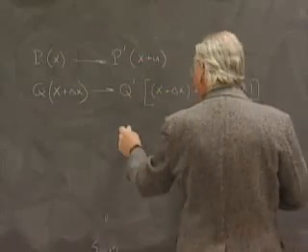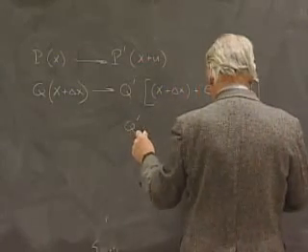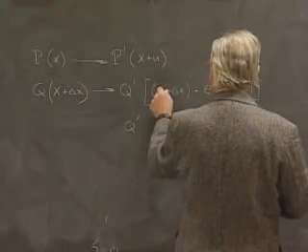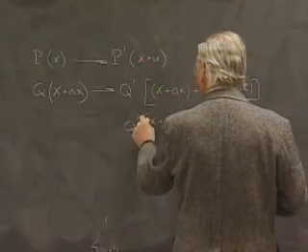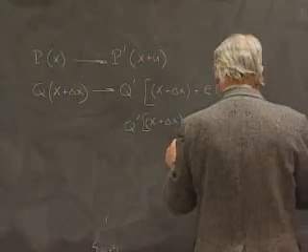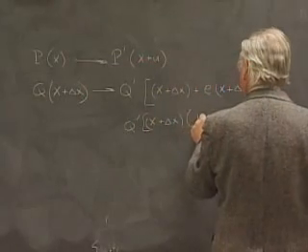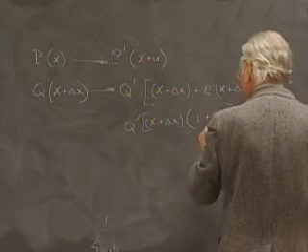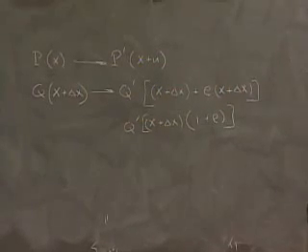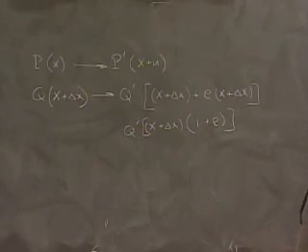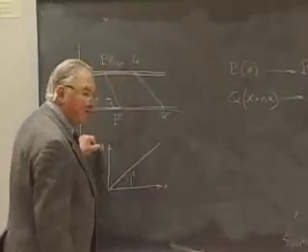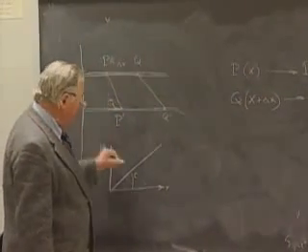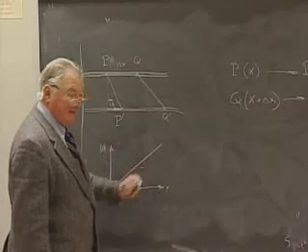And if we simplify this a little bit, Q prime is going to be at a location, factoring out X plus delta X, X plus delta X times 1 plus E. E is the linear relation between displacement U and position along the body. Okay?